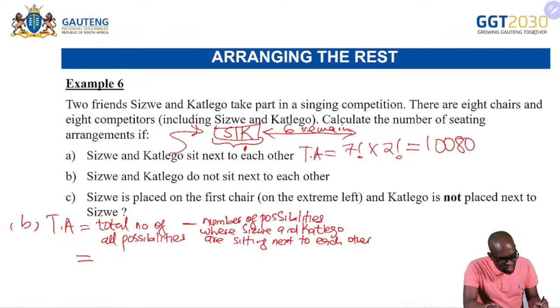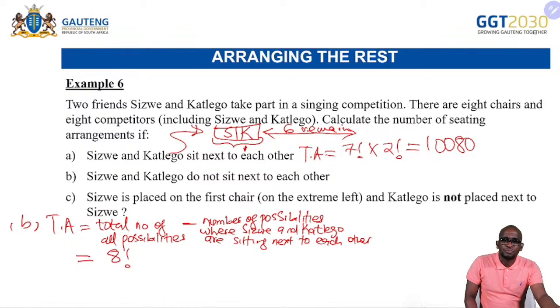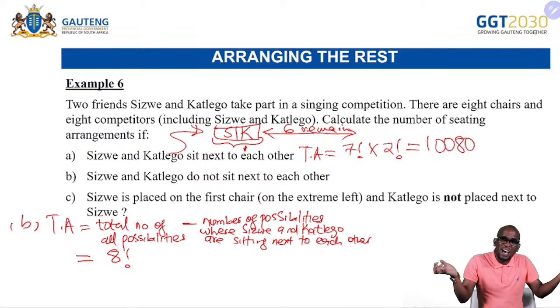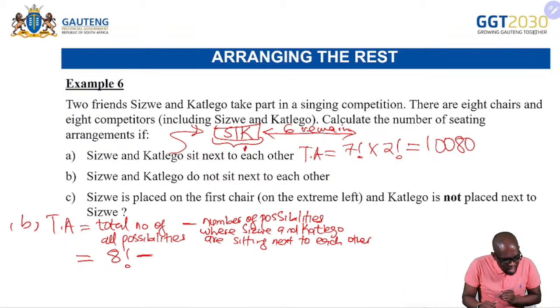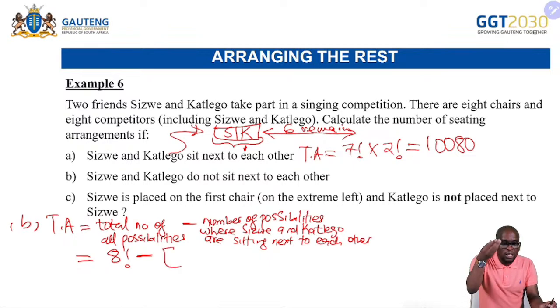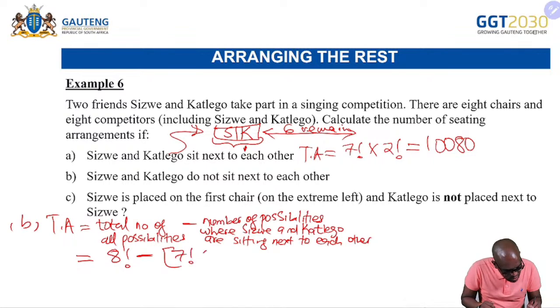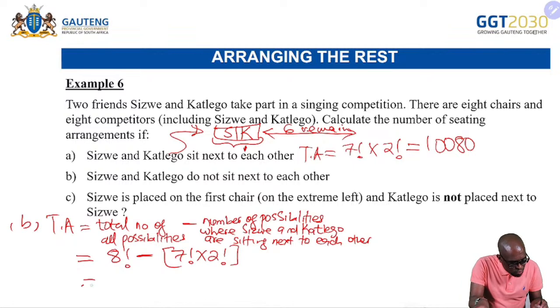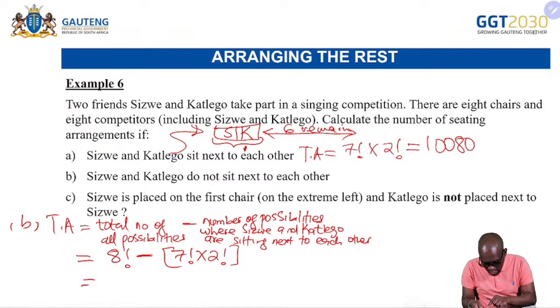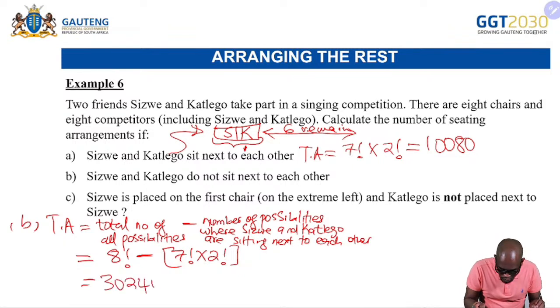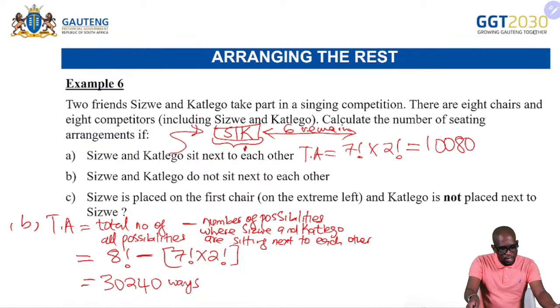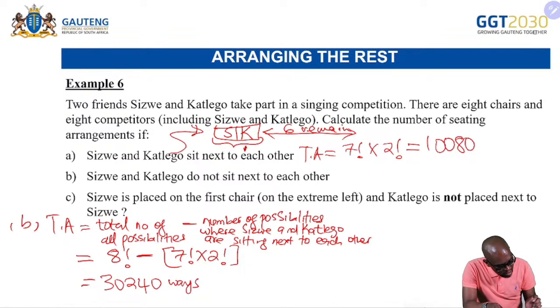So the total number of possibilities would be, we have 8 participants. If there are no restrictions, this would be given by 8 factorial. That would be the total number of arrangements that we can have, minus the arrangements where Sizwe and Katleho are seated next to each other. We've already determined that in the first question. So this would be 7 factorial times 2 factorial. So we would have 8 factorial minus 7 factorial times 2 factorial, which would give us 30240 ways. So those would be the number of ways in which they can be seated.